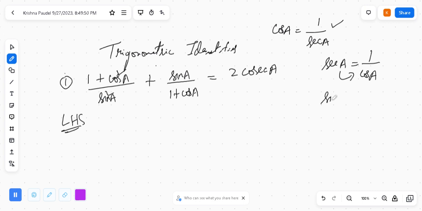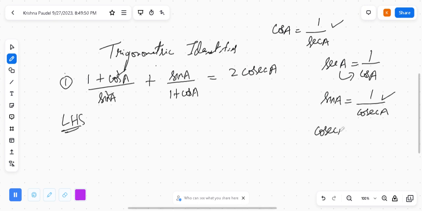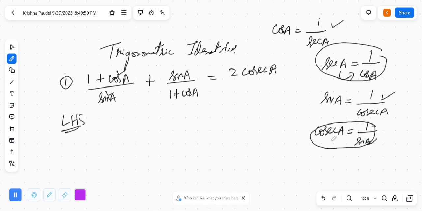Similarly, whenever sine is there, we know it can be written as 1 by cosec, but we will not do this. We can get stuck in the question. Rather, if we have cosec A, we can write 1 by sine A as the first step. So this point is very, very important. Whenever you have cosec, change to 1 by sine. Whenever you have sec, change to 1 by cos. Whenever you have cos, no need to change. Whenever we have sine, no need to change.